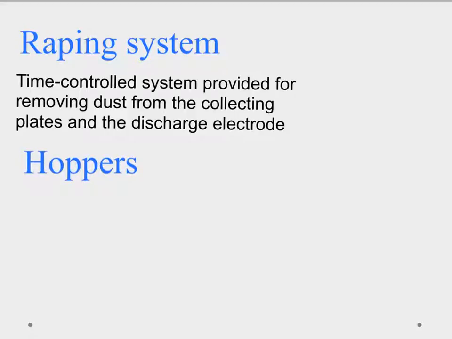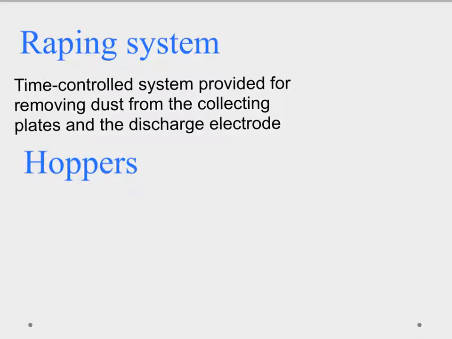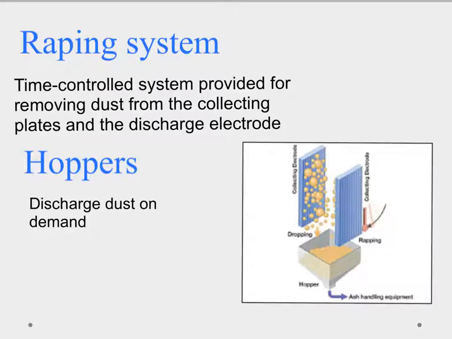Wrapping systems are time control systems provided for removing dust from the collecting plates and the discharge electrodes. It is also powered by electrical, pneumatic power, or mechanical means. Hoppers. Hoppers are used to completely discharge the dust load on demand. And here are some pictures for you to see examples of wrapping systems and hoppers. This is the wrapping system and this is the hopper.